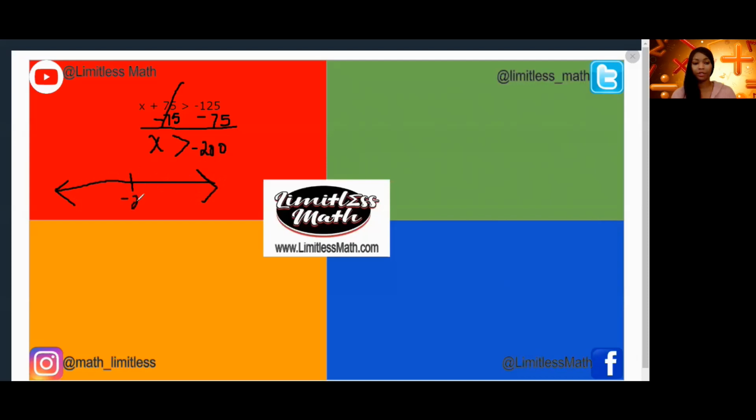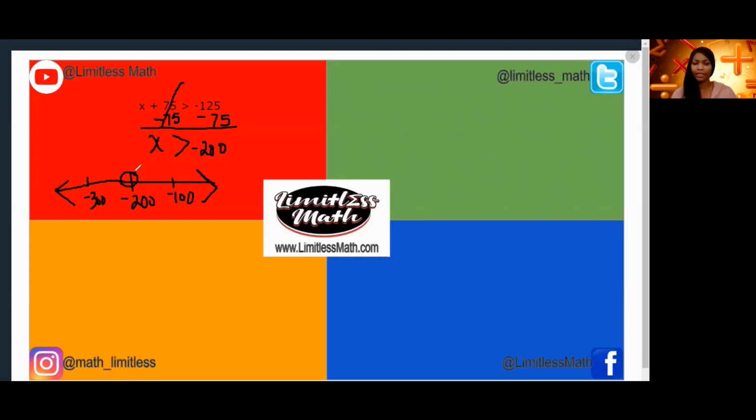We have negative 200, negative 100 and negative 300, putting some values on our number line. We do want to circle the value from our answer, the negative 200. Our circle is going to be open because this inequality is strictly greater than. It does not say or equal to. It doesn't have a line under the symbol. So just an open circle.